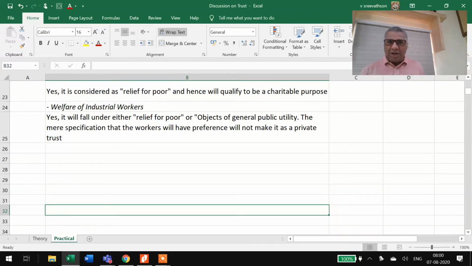You don't have funds to create good software? Don't you have professionals? Don't you have money to create good professionals?